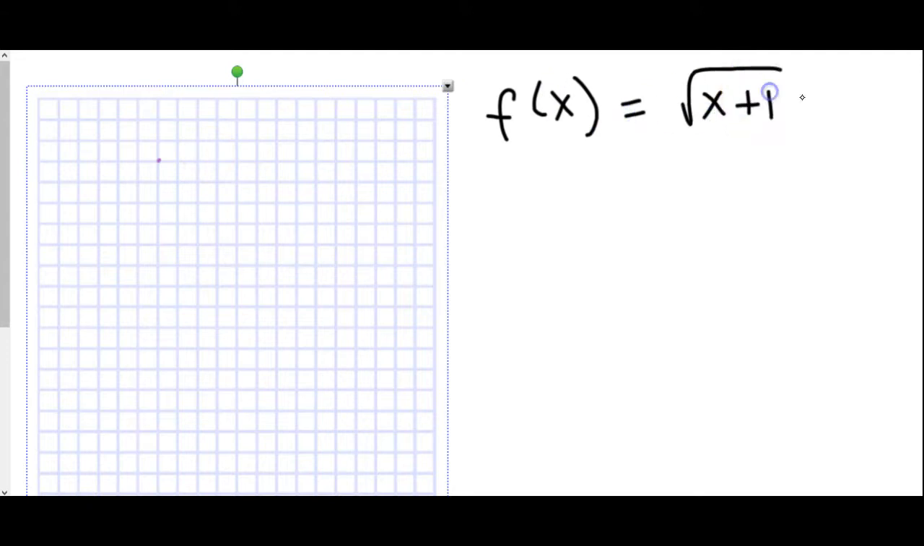Now what if we have both at once? Let's say we had f of x equals square root of x plus 1 minus 2. That means we're going to be doing 2 movements at the same time.